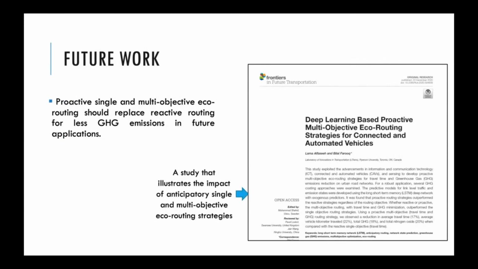For future work, proactive single and multi-objective eco-routing should replace reactive routing for less greenhouse gas emissions in future. This is a study that we conducted. If you would like to check it, you are more than welcome to do so.